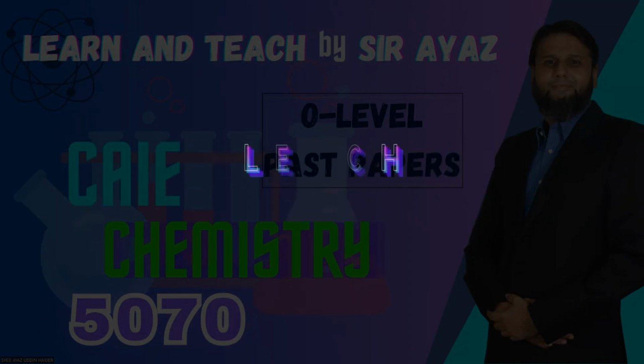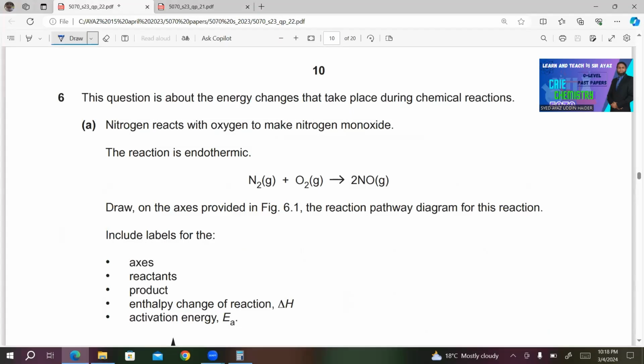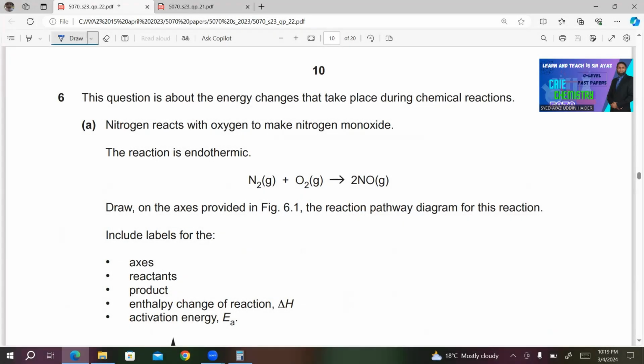So, I was doing the paper 5070, and I'm done till question number 6 of variant 22, and the session is May June 2023. So, let's continue from question number 6. This question is about the energy changes that take place during chemical reactions.